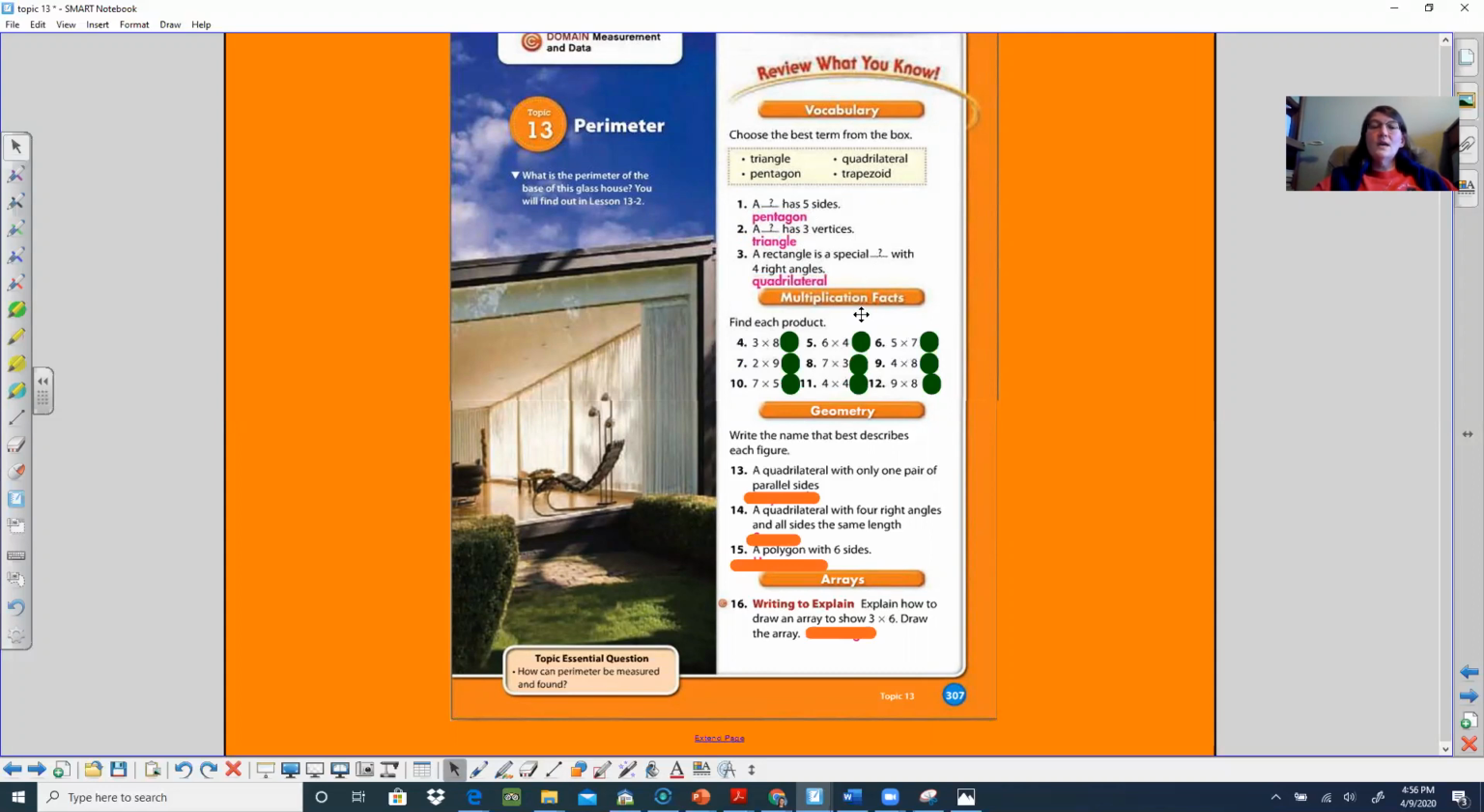Quadrilateral. Okay, find each product. 3 times 8 is, hello, fly away. Ooh, that one went the other way. 24. 6 times 4 is, come on, fly away. Whoop, there it goes. 24. 5 times 7 is 35. 2 times 9 is, oh, there it goes. 18.